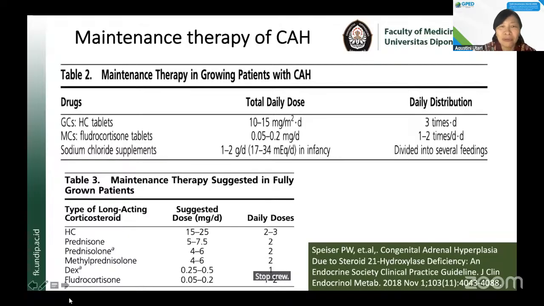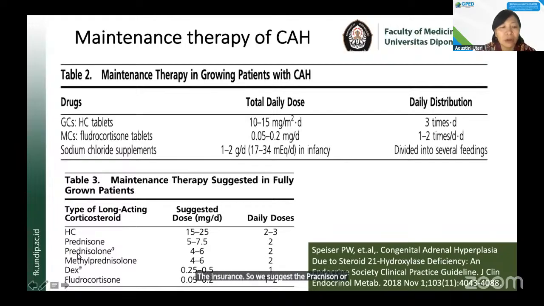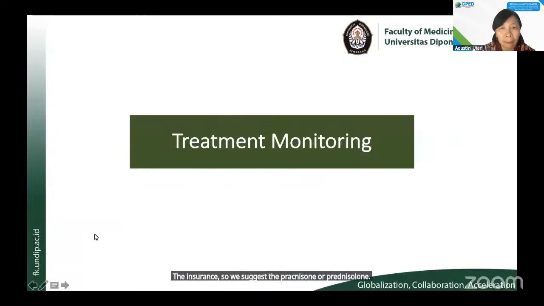So usually in my clinical setting, if the bone age is already close and they are already nearly adult and they have difficulty with compliance or the price of medication if they don't have insurance, so we suggest prednisone or prednisolone. And how about the treatment monitoring?